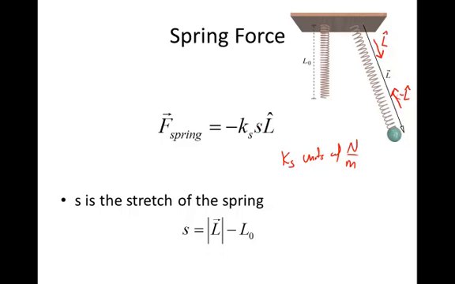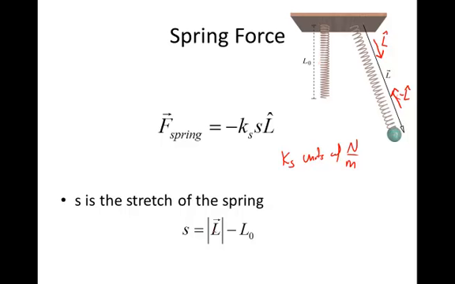And then the last little detail is this S. S is the stretch of the spring. So every single spring has a relaxed or equilibrium length, which we call L naught. Now this is just a scalar quantity because it's the length of the spring no matter which way you're holding it. It has no direction. It is a scalar quantity.